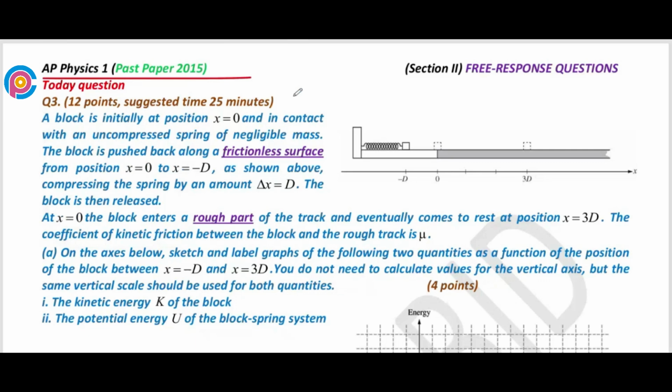Hi, we have the AP Physics 1 past paper 2015. We are discussing the free response question section. Question number 3 carries 12 points and the estimated time is 25 minutes.